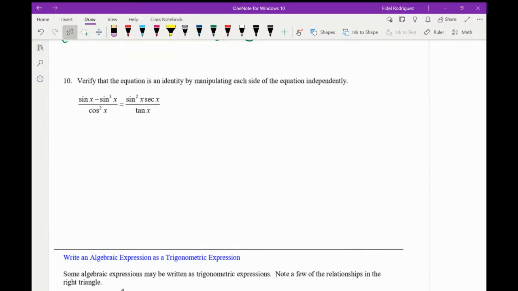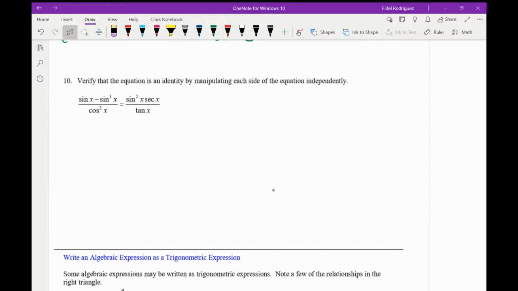All right. So guys, the directions here for number 10 say verify the equation is an identity by manipulating each side of the equation independently. All this means is we're going to work with one side. And if we get stuck, what are we going to do? We're going to start working at the other. And hopefully at some point, maybe if we stop here and maybe we stop here, if those pieces are equal, then we're still good. Then we're on the right track, okay?